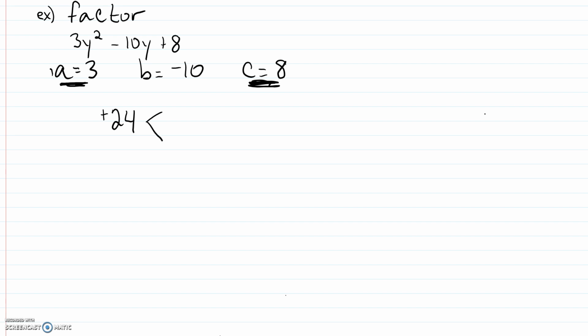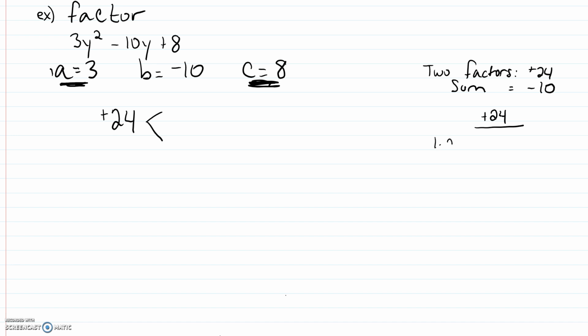Then you want to find two factors of that a times c, positive 24, whose sum is our b term, negative 10. So two factors of positive 24 whose sum is our b term, negative 10. Sometimes it's really easy to do. You can think of it immediately. But if you're having trouble, just go to the side and start listing all factors of 24 first.